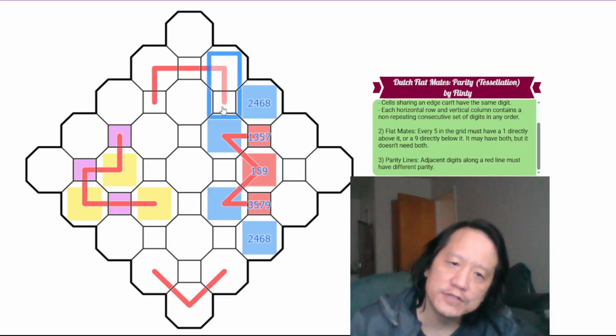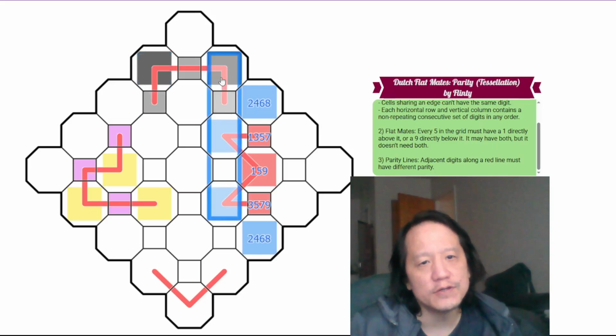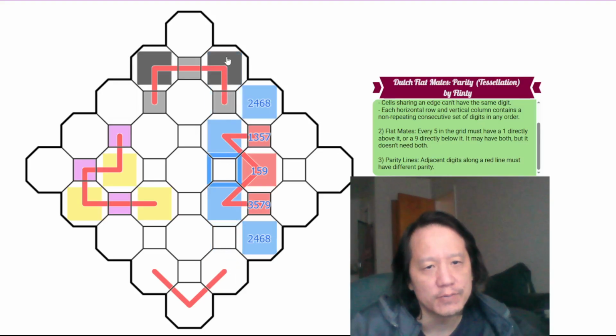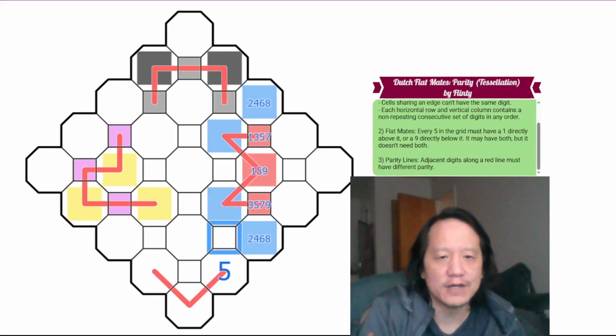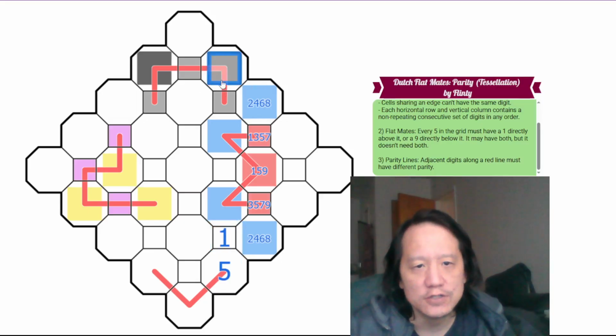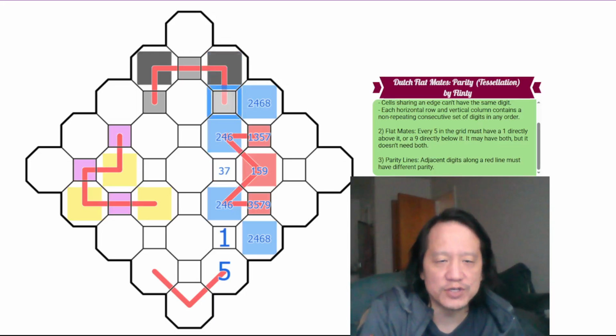These are different sets. So we're going to make this dark and this medium. Medium, dark, medium. Therefore, these are different sets. We need a 5 somewhere with a 1 above it or a 9 below it. None of these can fulfill that. Therefore, this must be a 5, and this must be a 1 above it. So this is 2 through 7. So this is 2, 4, 6, 2, 4, 6. One of these is 2, 4, 6, so this must be 3 or 7 here.